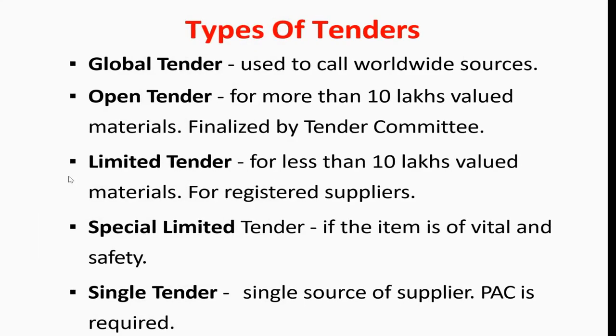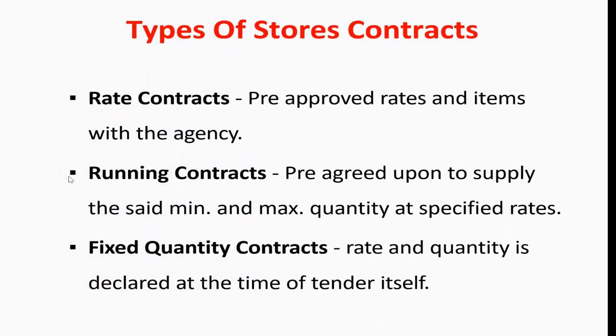Types of Tenders. Global Tender, used to call worldwide sources. Open Tender, for materials valued at more than 10 lakhs, finalized by Tender Committee. Limited Tender, for materials valued at less than 10 lakhs, for registered suppliers. Special Limited Tender, if the item is vital and safety related. Single Tender, single source of supplier. PAC is required.